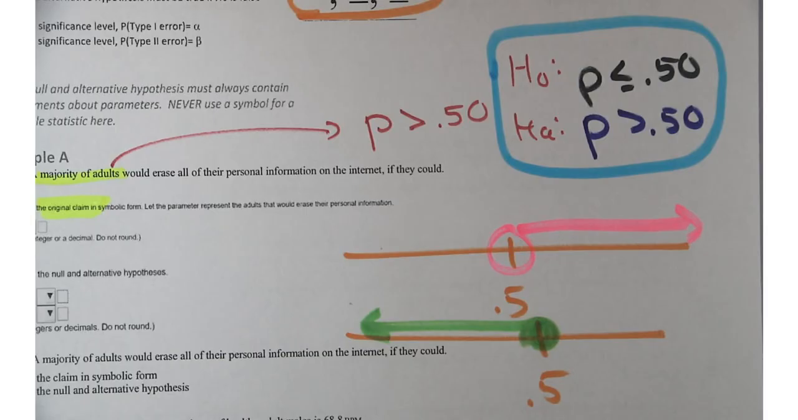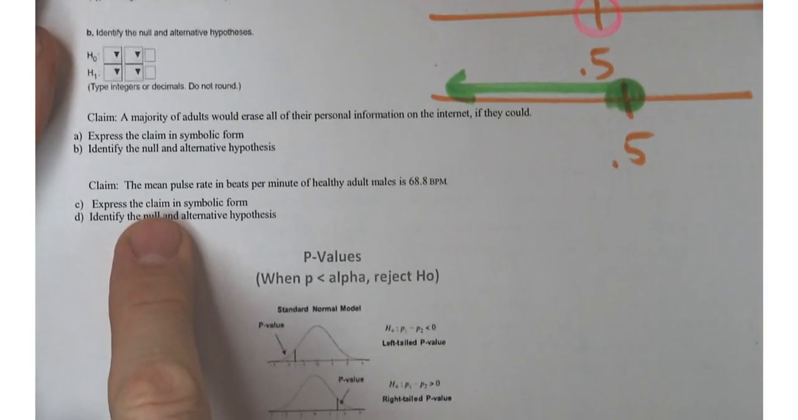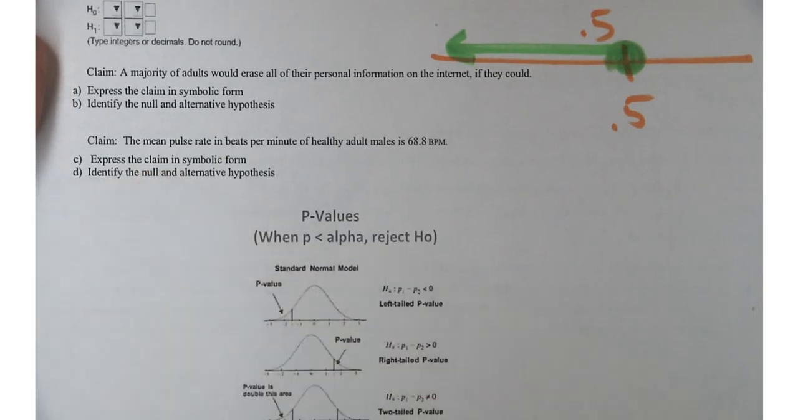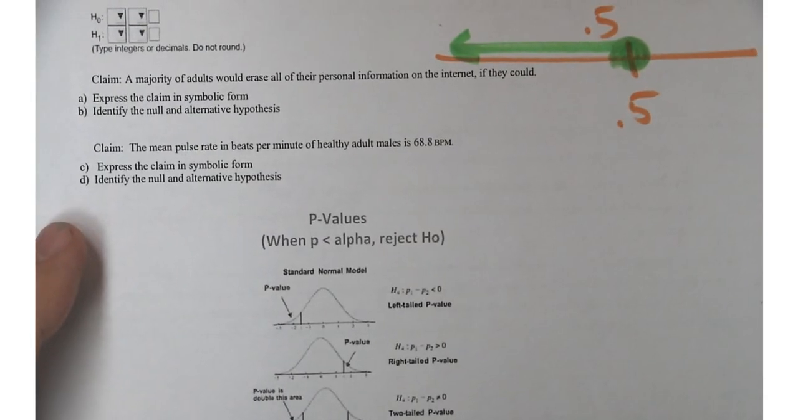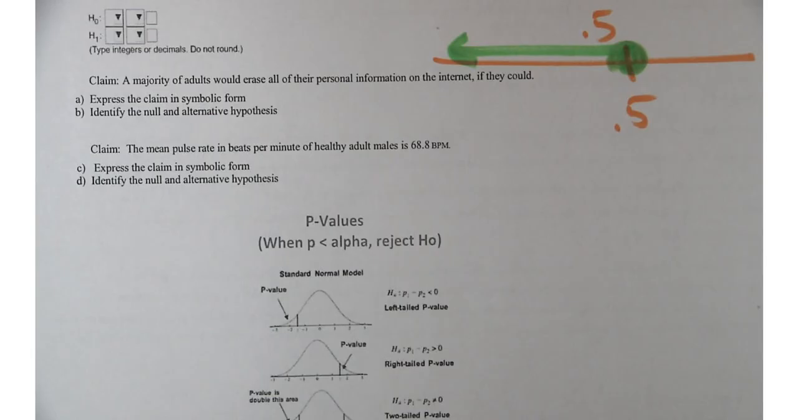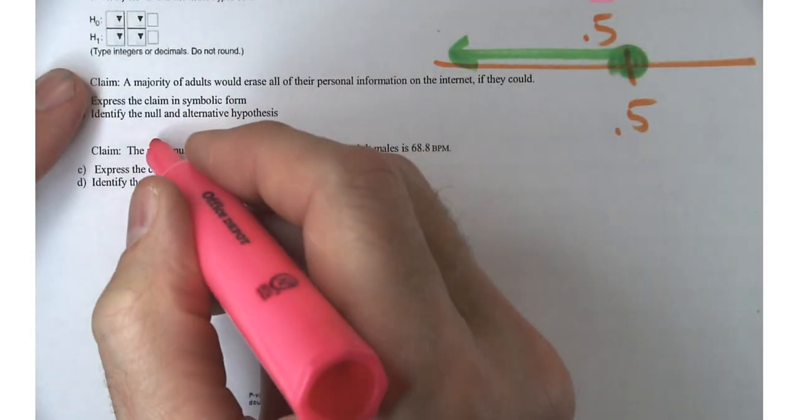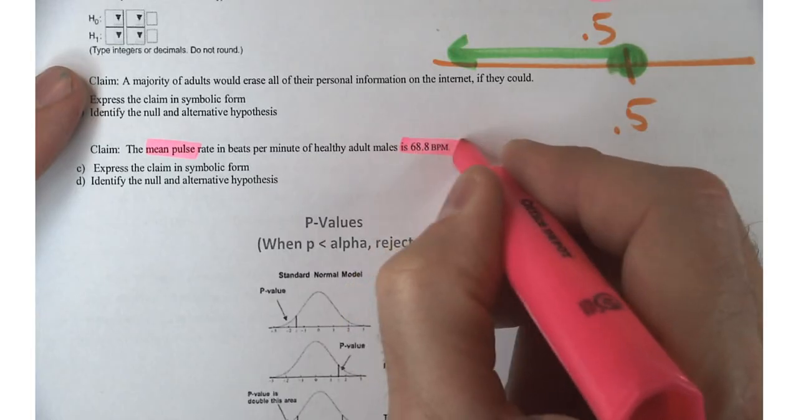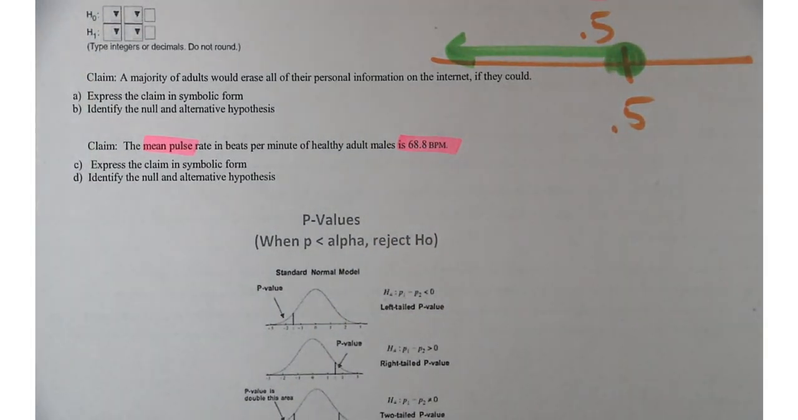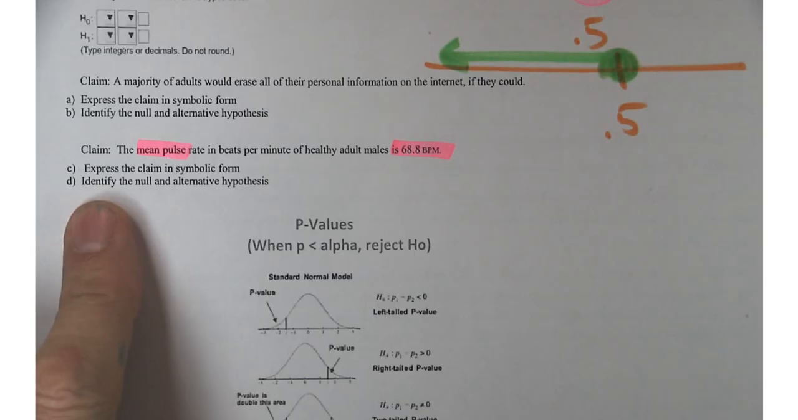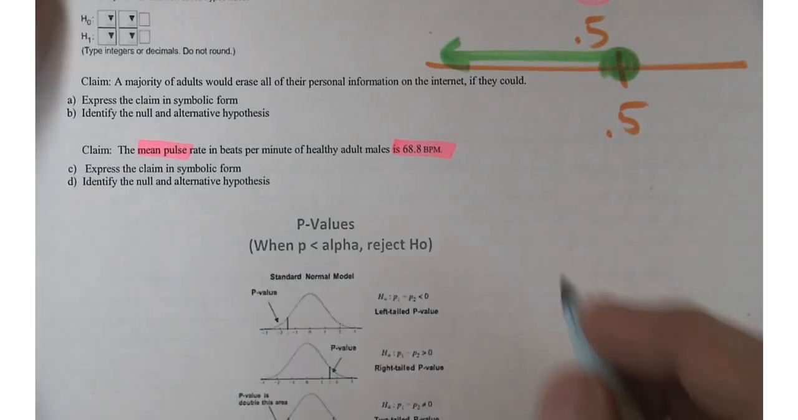Let's try another one like that. Let's come down here to this one right here. Claim that the mean pulse rate in beats per minute of healthy adult males is 68.8 BPM. Express this claim in symbolic form. Identify the null and alternative hypothesis. So let's highlight the actual claim itself here. So we want the mean beats per minute is 68.8. Let's start with part C here, and that is put that into symbolic form. What's that going to look like?